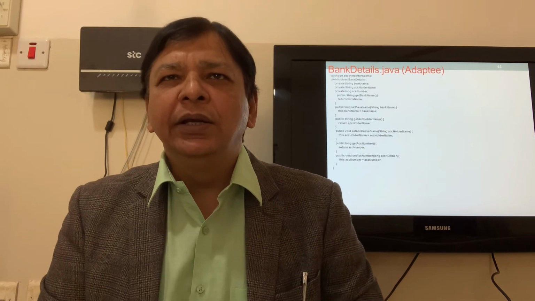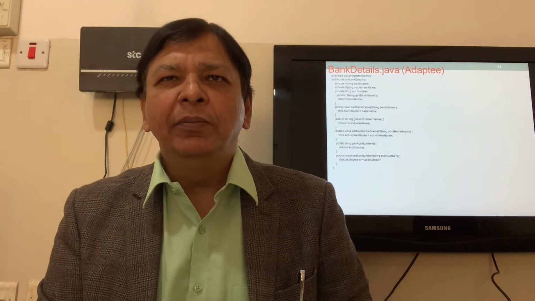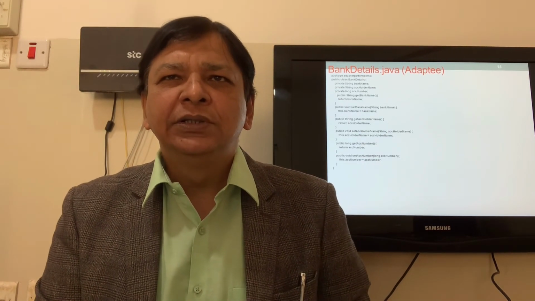So actually I define three attributes: bank name, account holder name, account number. Then I define methods: get bank name, set bank name, get account holder name, set account holder name, get account number, set account number. That is my BankDetails.java, the adaptee class.